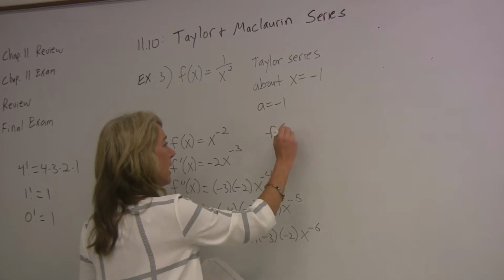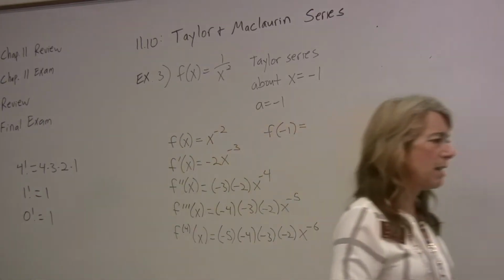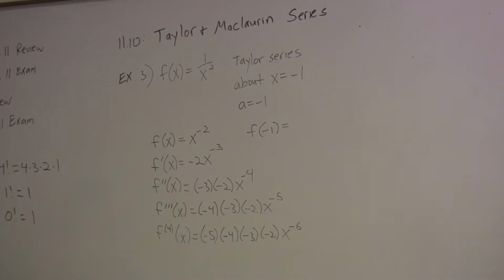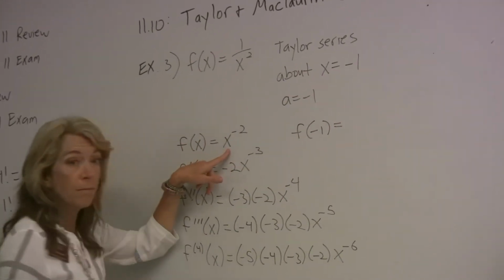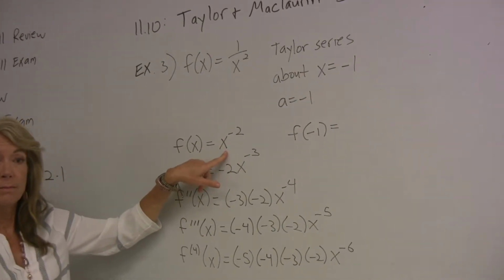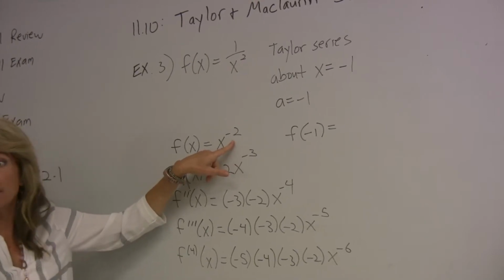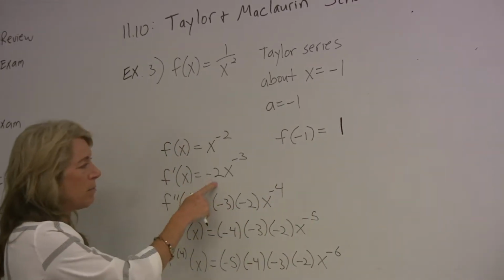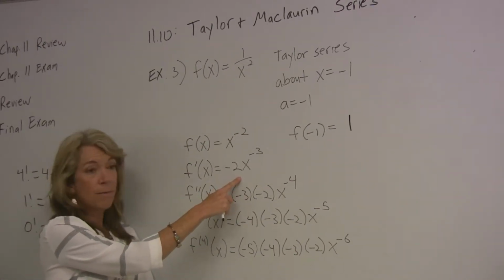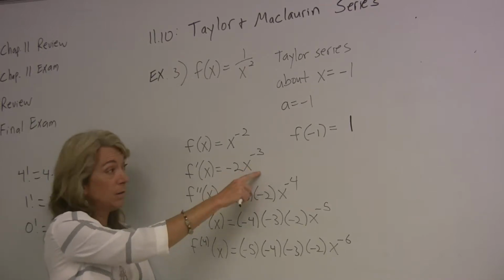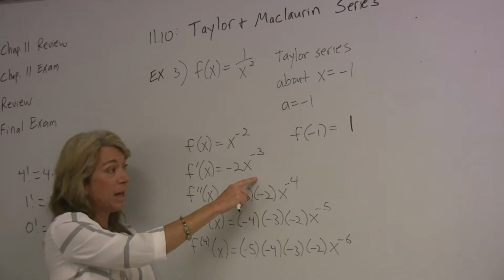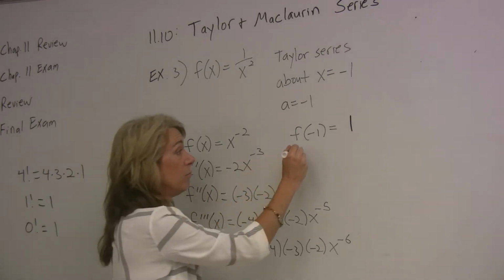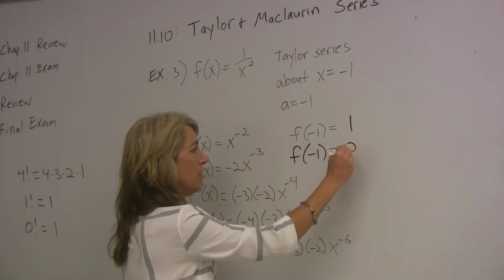f of negative 1. What do I get when I plug negative 1 in here? Negative 1, even exponent, just positive 1, right? Because the exponent's even, so that's 1. What about when I plug negative 1 in here? This part comes out odd now, right? Negative 1 to the negative 3, that'll be a negative 1 times a negative 2. Positive 2.